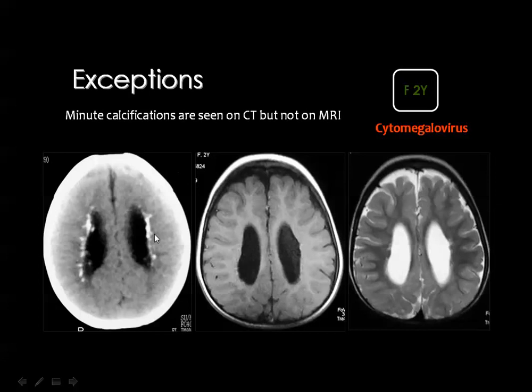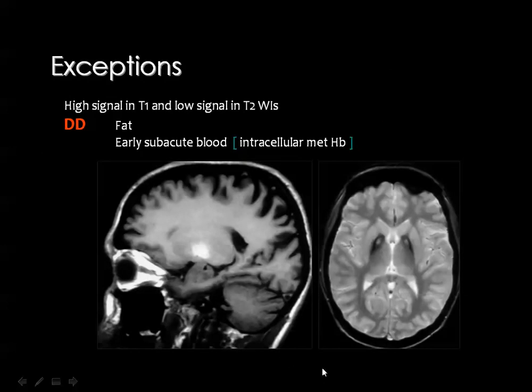As you can see in this example of a female child 2 years old having a cytomegalovirus infection, you can see the periventricular calcification which is evident in the CT scan, and you cannot easily appreciate these calcifications either in the T1 or in the T2 weighted images. Also, you should know that some calcium will appear bright in the T1 weighted image and dark in the T2 weighted images, like this calcium in the basal ganglia, which appears bright in the T1 and dark in the T2.